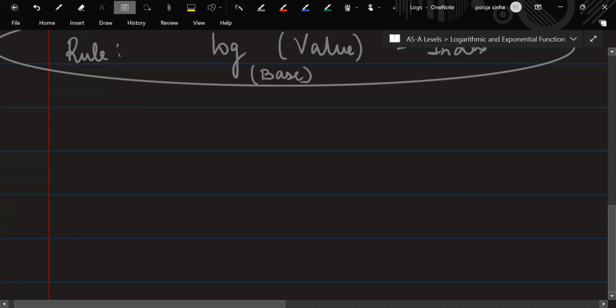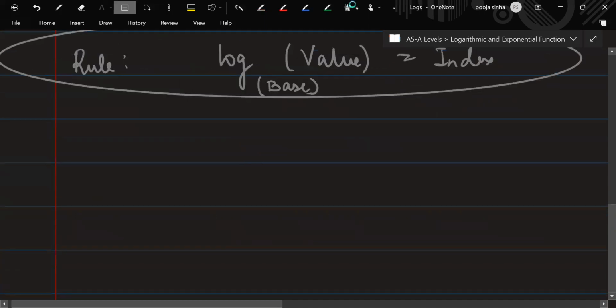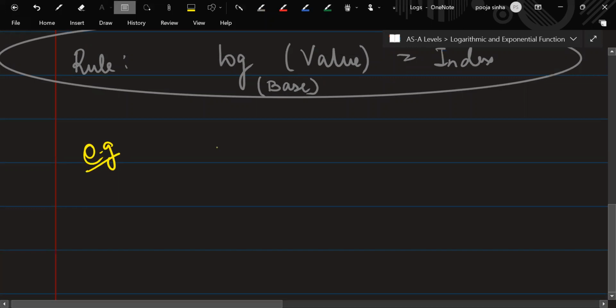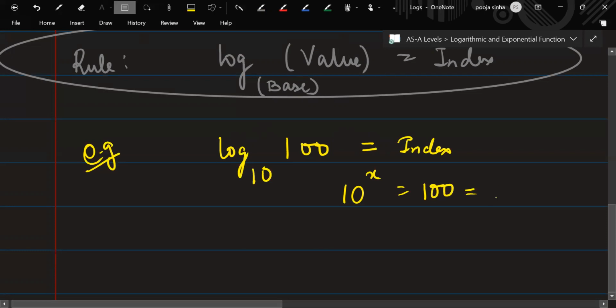Okay, let's do one example. Log to the base 10 of 100. Can you identify the base? The base is 10 and the final value is 100, so this should be equal to the index. 10 raised to x is equal to 100, which can be written as 10 squared. So x is equal to 2. Am I right? Okay, next.